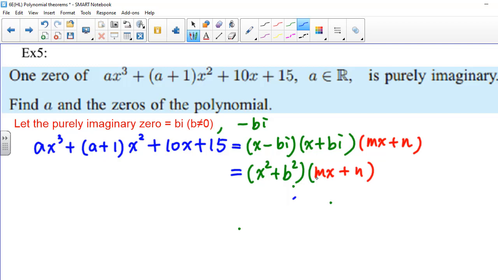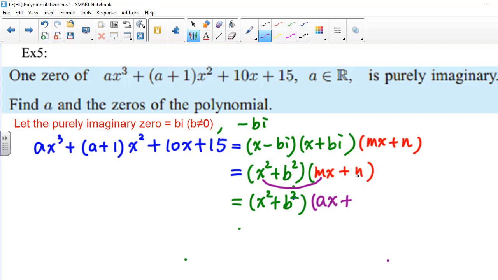Of course, you can keep m and n and expand the right side. So then you only need to equate the corresponding terms based on the polynomial equality to find the missing values for a, b, m, and n. But I prefer to use logical reasoning to rewrite this mx plus n in terms of a and b. Just like what we did in example 4, we know this x squared times mx should produce ax cubed. So this mx must be ax.